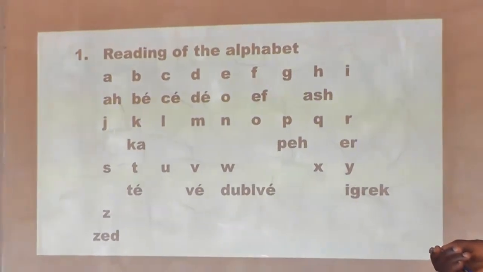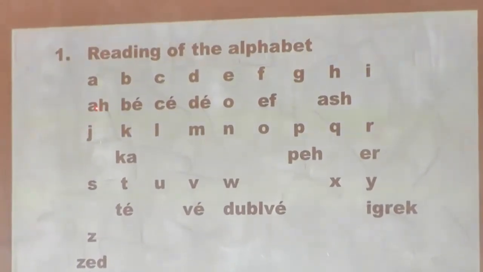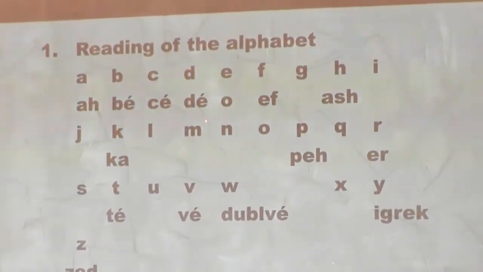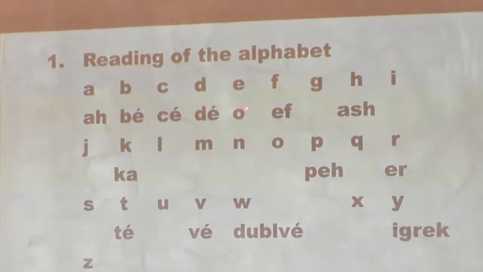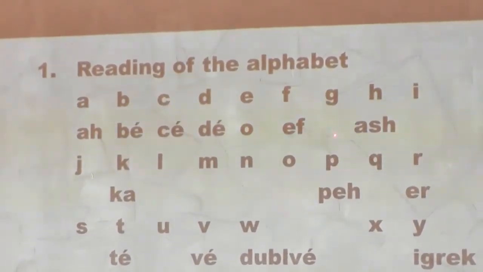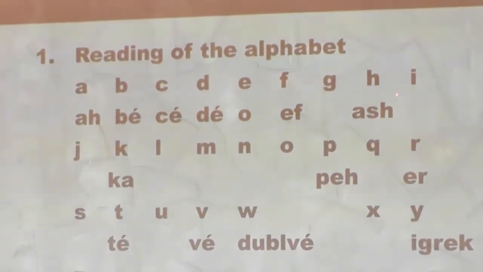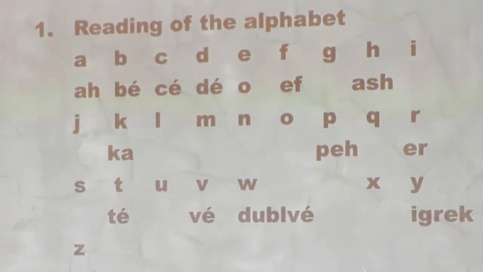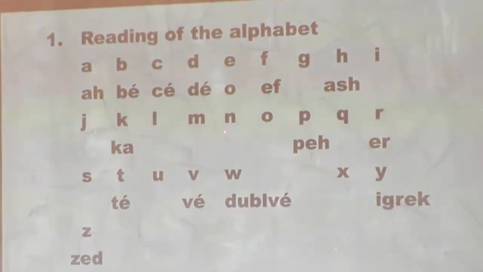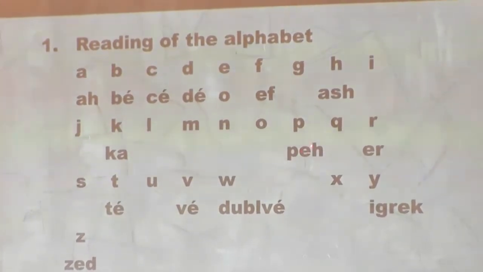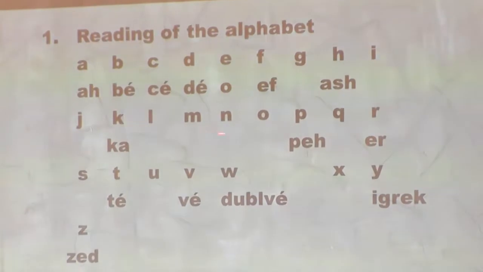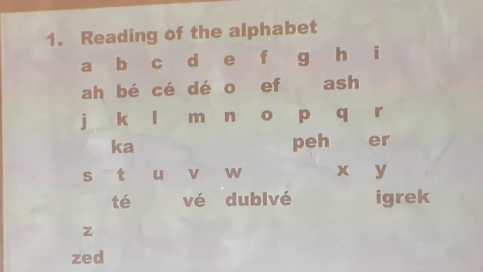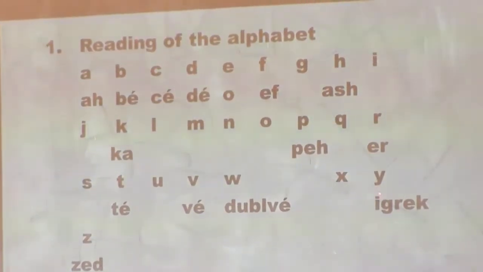A. This is how we pronounce it in French. A. B. C. D. E. F. G. H. I. J. K. L. M. N. O. P. Q. R. S. T. U. V. W. X. Y.